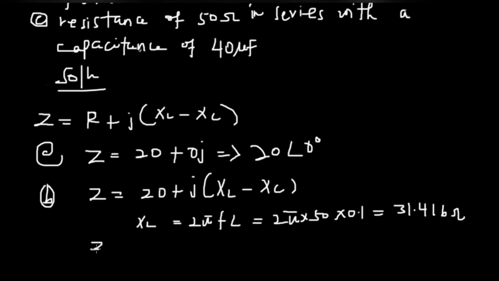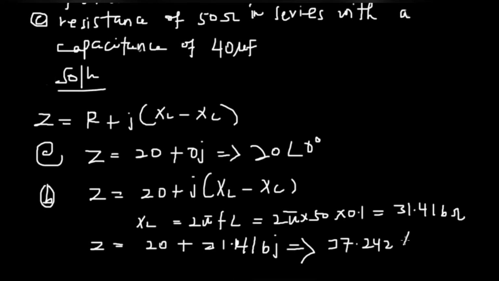So Z is equal to 20. We don't have XC, so we only have 20 plus 31.416 J. When you convert this into polar, you end up with 37.242 and an angle of 57.52 degrees.